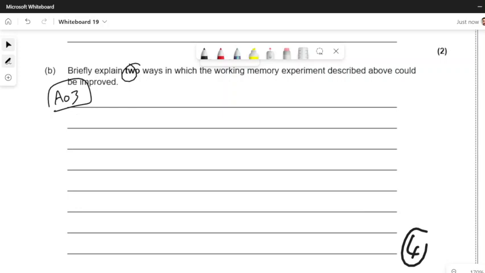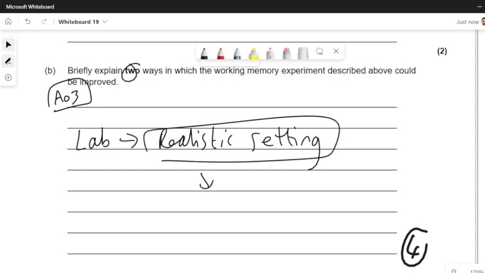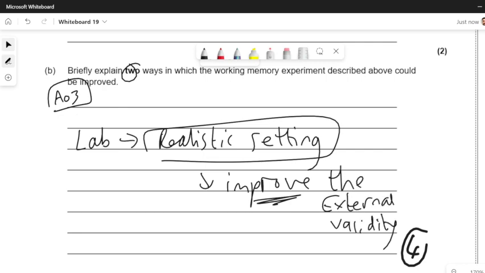So there's a variety of things here. I'm going to try and keep things simple. So I would change the fact that it's a lab. I would maybe suggest doing a more realistic setting and a more realistic task. Now that will in turn improve, and you always want to link back to this word improve, the external validity and the generalizability to real life. That's one thing you could improve.